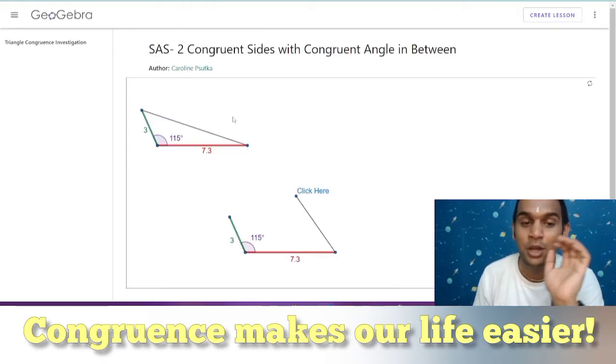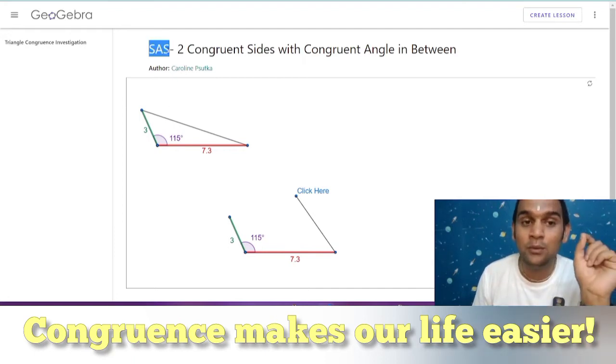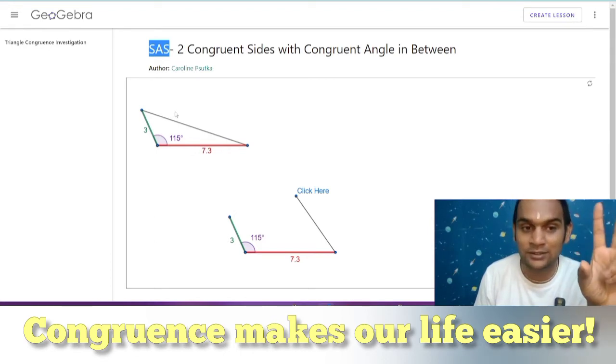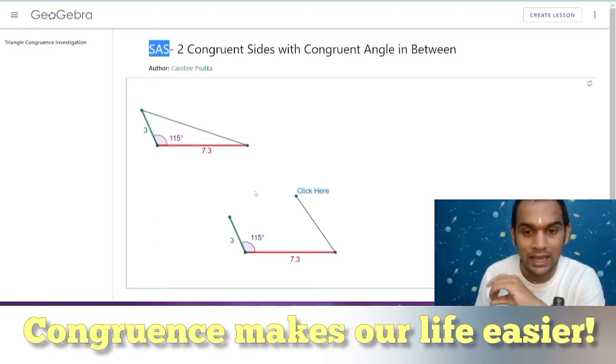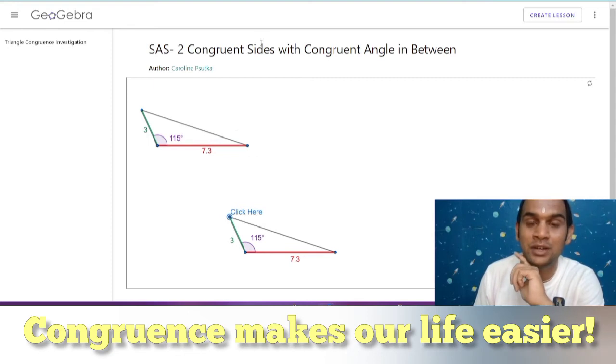Let us move on with another criteria. Now I have SAS criteria. Now observe, what do we mean? Why do we write it as SAS? Side angle side. That means the angle is included by the two sides. It is made by the 3 centimeter and 7.3 centimeter sides. It has nothing to do with the third side. As you observe, it's exactly the same thing over here as well. Now, if I try to make the triangle, there is only one possibility of triangle, right? That means this criteria can also be used for congruence.